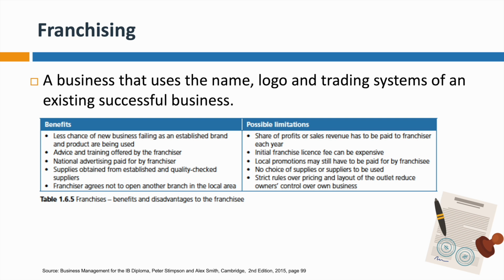However, the franchisee also will have a lot of limitations. So it will need to pay some fees for the franchise license, which can be very expensive. And it will need to either share profits or sales revenue with the franchisor each year. And the main disadvantage is that you'll have a lot of strict rules to follow by the franchisor, because the franchisor needs to make sure that all the branches are consistent and are not damaging the franchisor's brand and name. So each branch, each franchisee will need to use the same suppliers and supplies that the original business has set. It will need to use the same pricing rules. Maybe even the layout of the outlet will be specified. So in a way, the franchisee will have kind of like a guaranteed success, but at the same time, not so much control over their own business, not so much freedom.